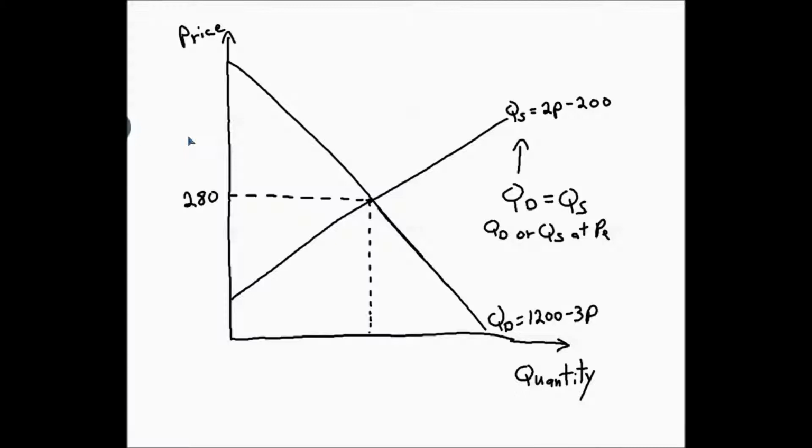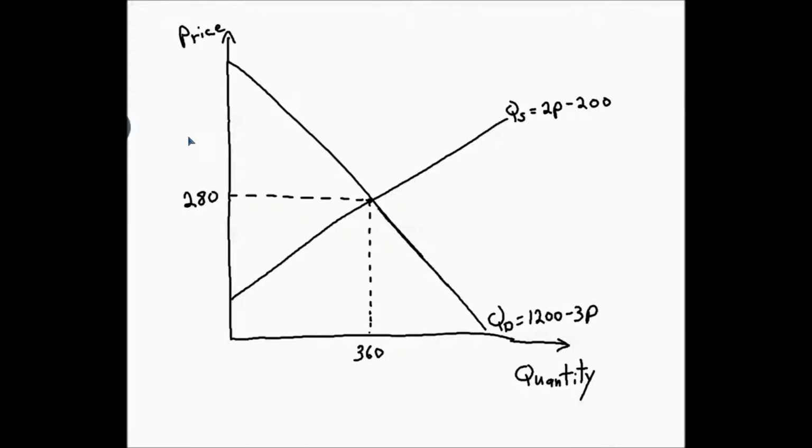So back to work. Where was I? Oh yeah, we're looking for the equilibrium quantity. It is defined to be the quantity demanded or the quantity supplied at the equilibrium price. So working from the supply equation, the equilibrium quantity is 2 times 280 minus 200. I get 360. You could also do it from the demand equation: 3 times 280 subtracted from 1200, and I get the same answer, 360.